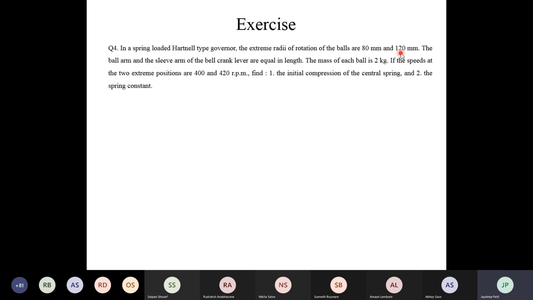The ball arm and sleeve arm of the bell crank lever are equal in length. Means X is equal to Y is given here. The mass of each ball is 2 kg, means small m is 2 kg. The speeds at the two extreme positions, minimum speed N1 and maximum speed N2, are given: N1 is 400 and N2 is 420 rpm. Now you have to find the initial compression of the central spring, means the initial compression at minimum speed, and the spring constant, here the stiffness. All of you note down this given data.